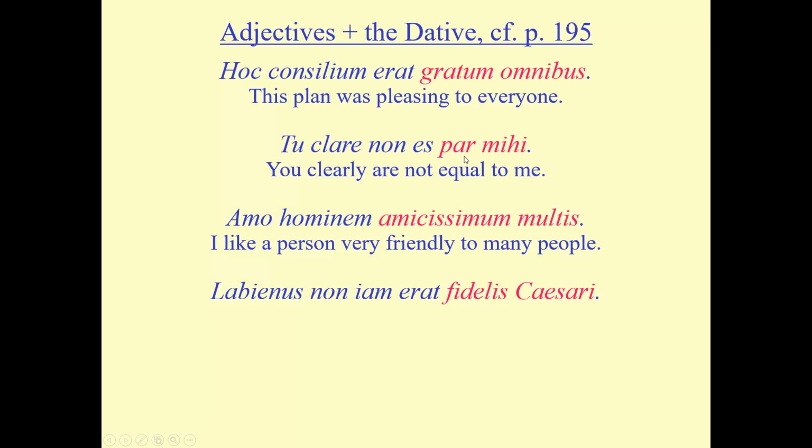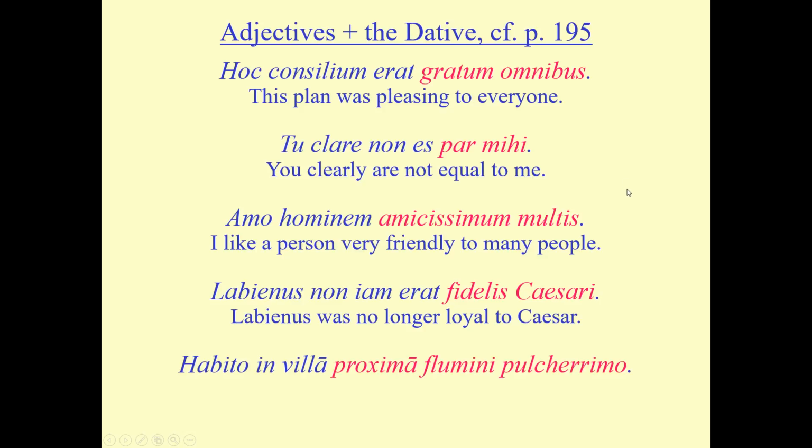Now these adjectives still are going to agree with whatever word they modify. So here, par is modifying tu, so it's nominative, and here, amicissimum is modifying hominem, which is accusative, so the adjective is accusative. So the adjectives still operate in the same way. Okay? And one more example. I don't have an example for every single one on page 195, so you want to look there at the examples they give and study the words on page 195 specifically.